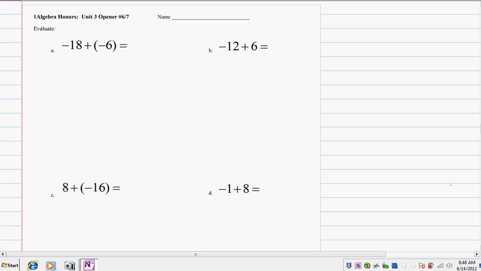Now these problems are obviously fairly simple, and if you had a calculator you could just type it in and be done. But one thing I want you to think about is, what do these numbers mean? So let's think about this on a number line.